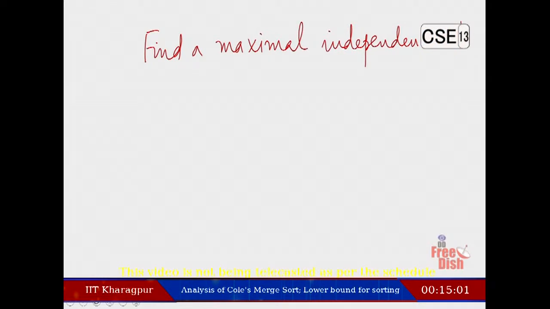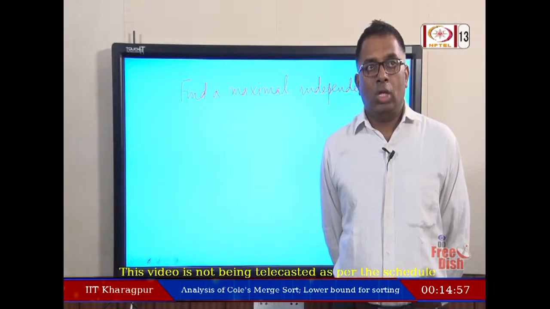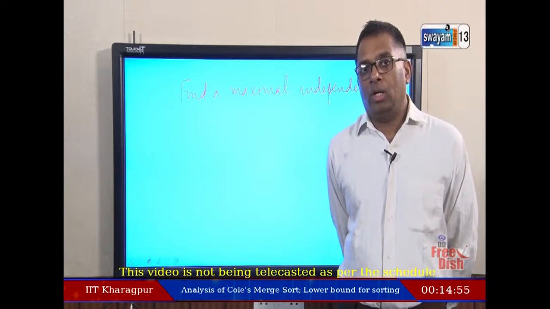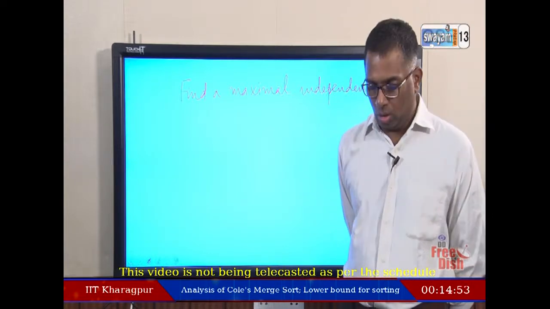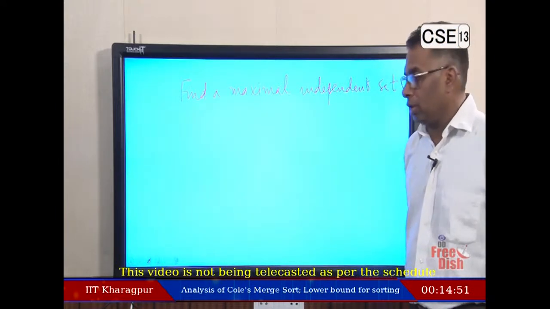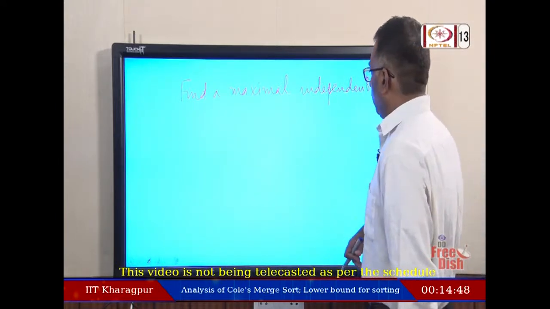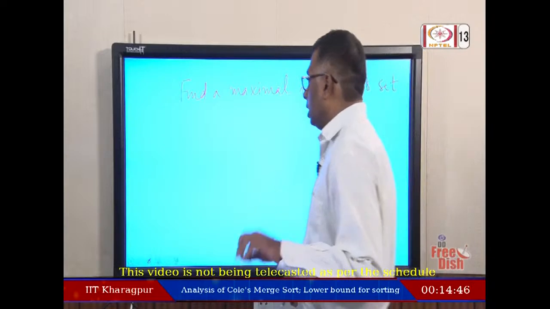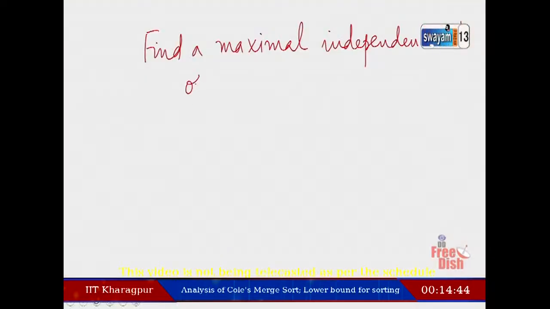Remember, this graph is a function of your algorithm. It is not dependent on the given input, because the pair of elements that are to be compared in the first step is already hardwired in your algorithm. Therefore, this graph is a function of your algorithm alone. Then we find a maximal independent set of this graph.